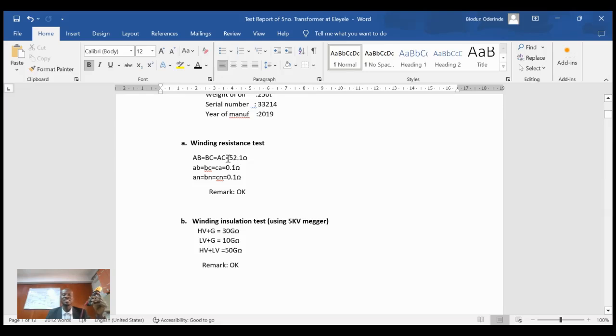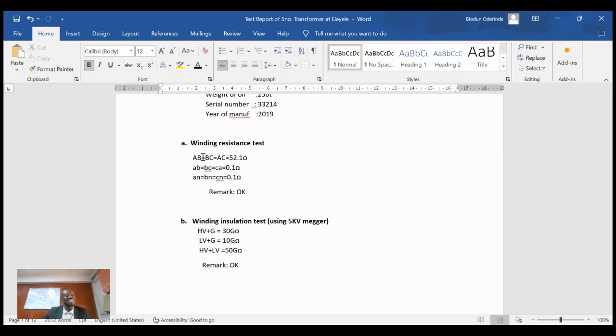Now that's what we do. We use the knob, we put it on the resistance side. We check the resistance between red and yellow, that's AB. We check it between yellow and blue, that's BC, and we check it between red and blue, that's AC. That's how we carry out the resistance test on a transformer.